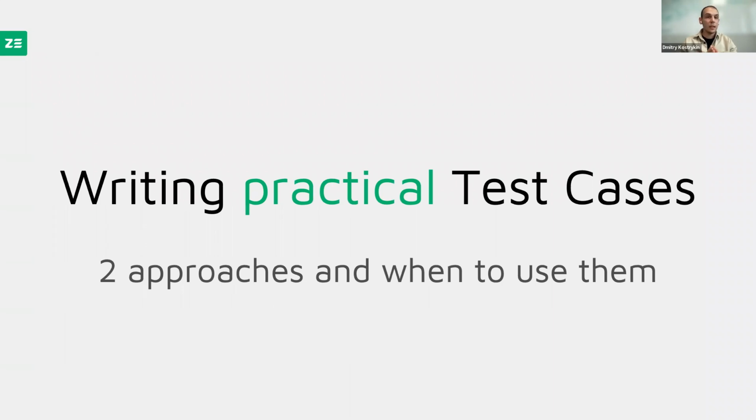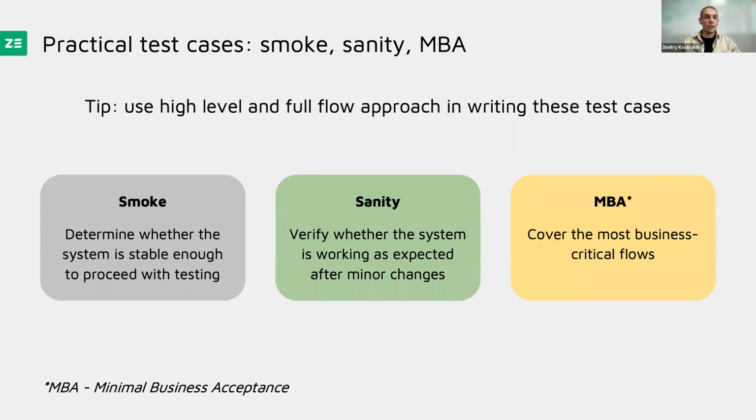Our first topic is related to writing practical test cases. In this first topic, I would like to showcase two opposite approaches to writing test cases of different levels of detail. The first approach is related to test cases of smoke, sanity, and MBA test types. I suppose most of you are pretty familiar with what smoke and sanity tests are. In short, smoke tests are focused on determining whether the system is stable enough to proceed with further testing. These test cases usually address basic questions like, does the application work? Does the user interface open, etc.